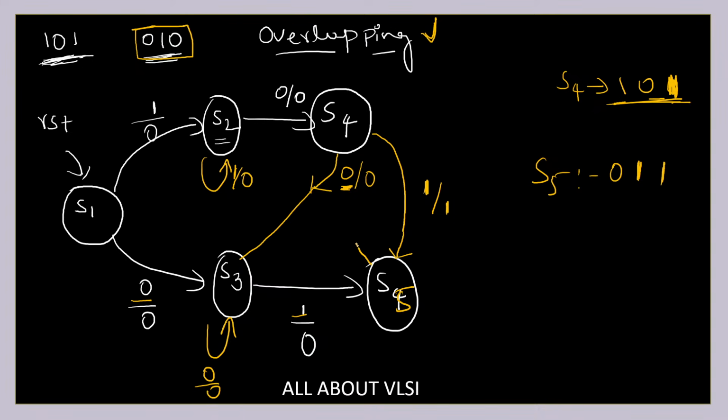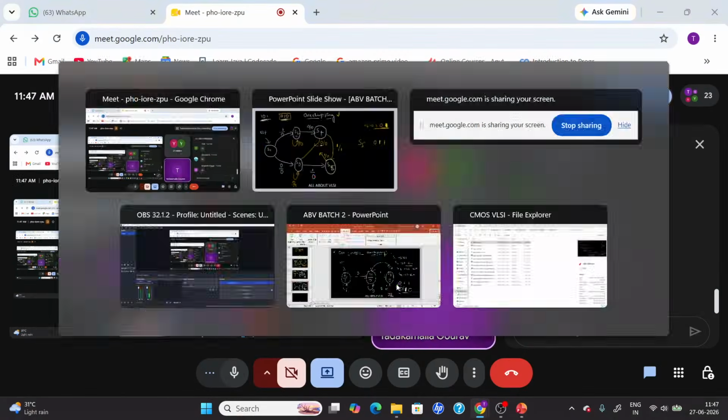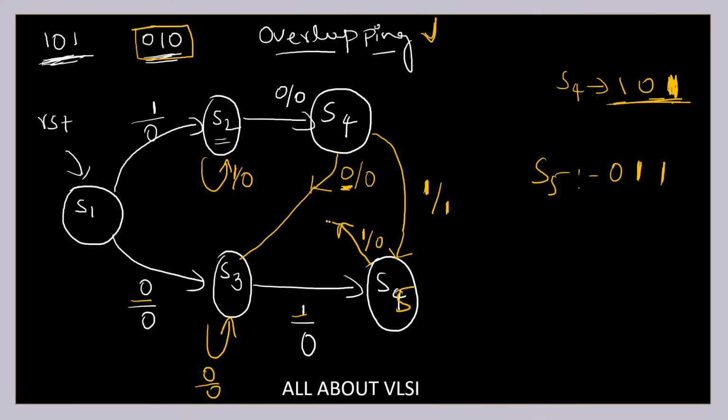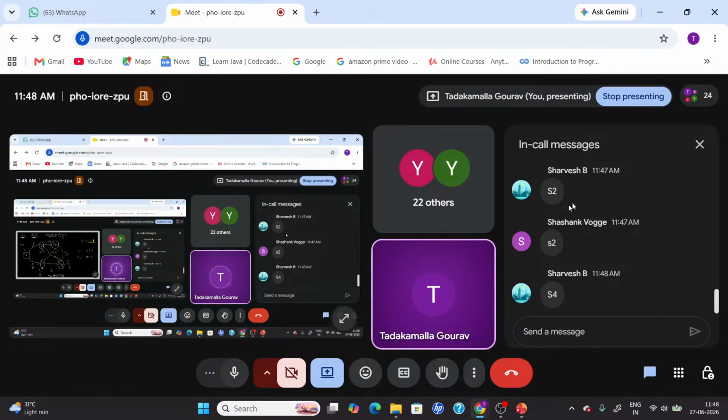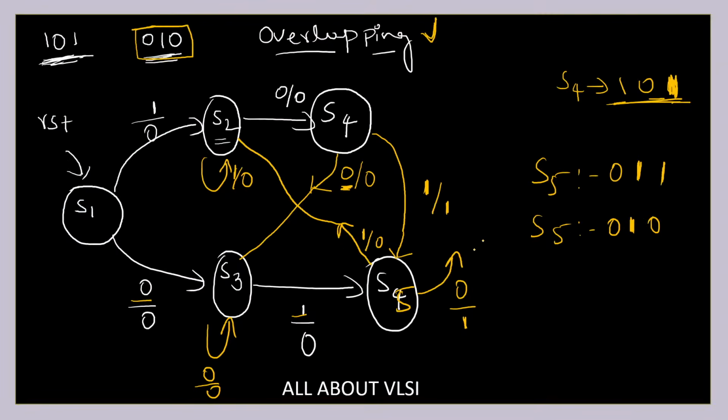If I got 1 over here, my output will be obviously 0. Now, where should I go? Great. Exactly. S2. Let's say in my S5 state, if I got 0, 1 followed by 0, then where should I go? If my input is 0, obviously the output will become 1. Exactly, S4 state. You're jumping to S4 because S4 is a state where you have 1, 0.